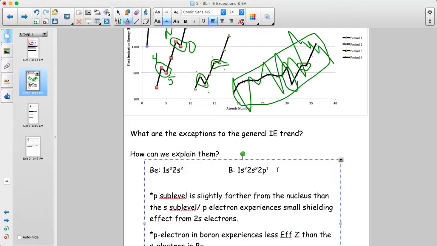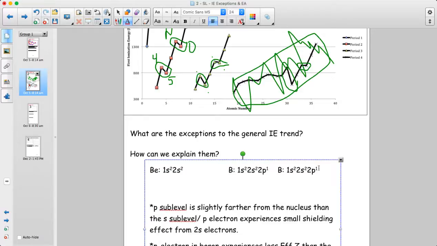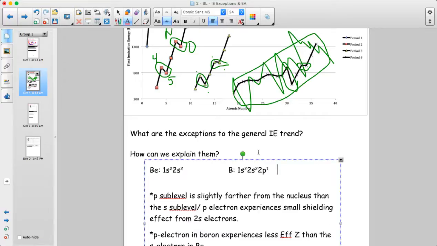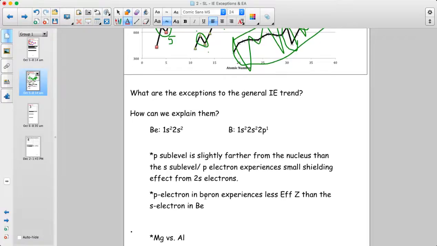Between boron and carbon, carbon's electrons experience the same amount of shielding as boron's electron, but there's an extra proton. So we would expect the ionization energy to go up for carbon because there are more protons in that nucleus. This is not usually what you have to explain, but just in case you had that question about why.